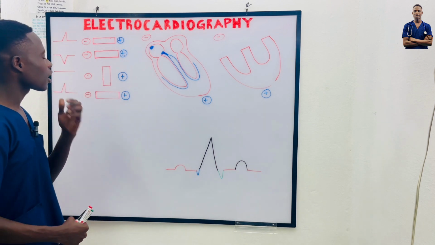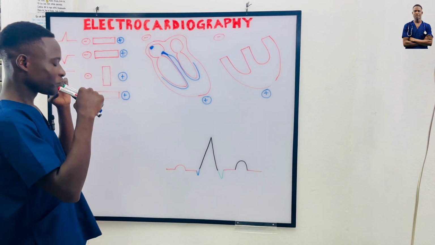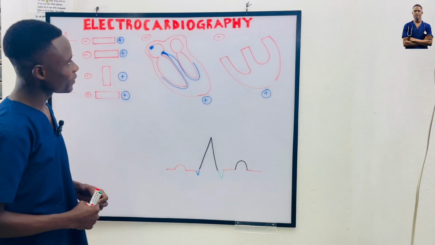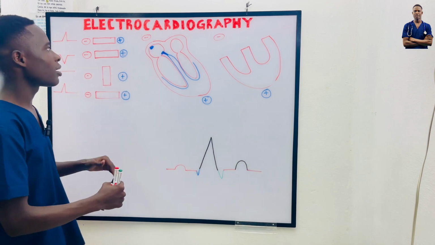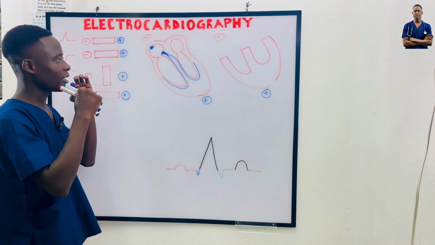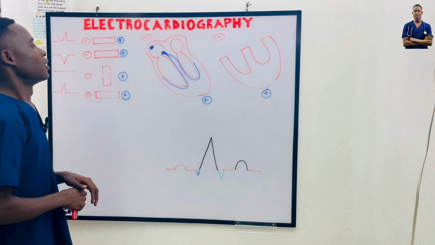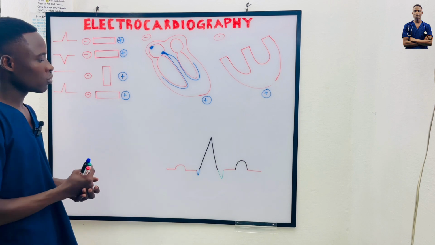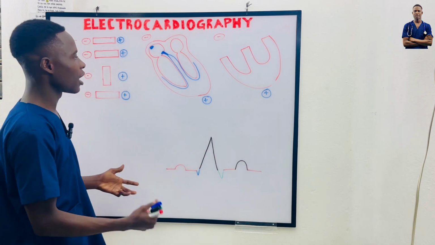Today we are going to talk about electrocardiography, which is the graphical representation of the activity of the heart. We've already talked about how the heart generates its electrical impulse and transmits it throughout the entire heart. So today we are going to talk about how we can put this activity of the heart in a graph form so that we can read it.